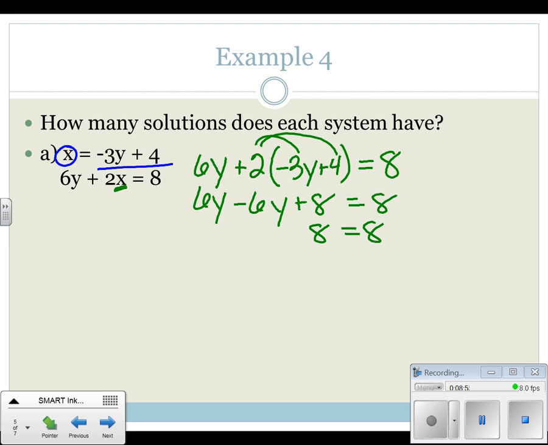If you ever end up with some number equaling that number, which we know is true, no matter what you put in for y, no matter what you put in for x, it's always going to work. That means this would be a problem where if we were to graph the lines, they're the same line. They're the exact same line. So this is where we would have infinitely many solutions. They have everything in common.